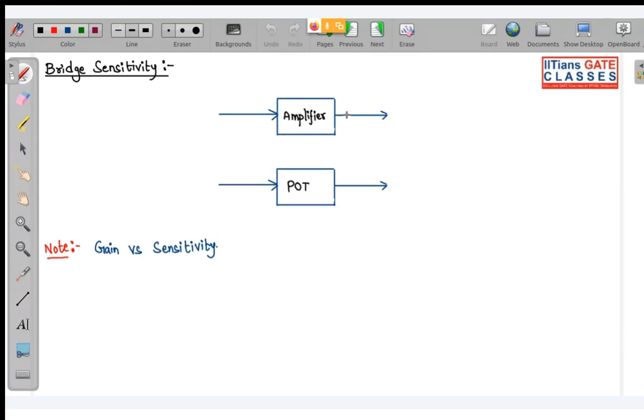Reaction of the instrument to a measurement. What measurement? Smallest change for which the bridge responds, is it known as sensitivity or resolution? Tell me, Sunny, are you telling me resolution or sensitivity?